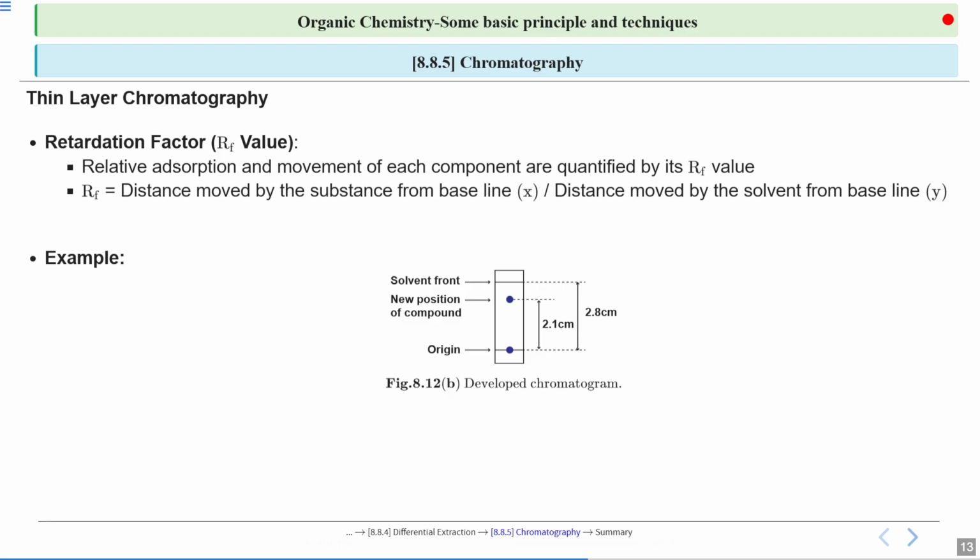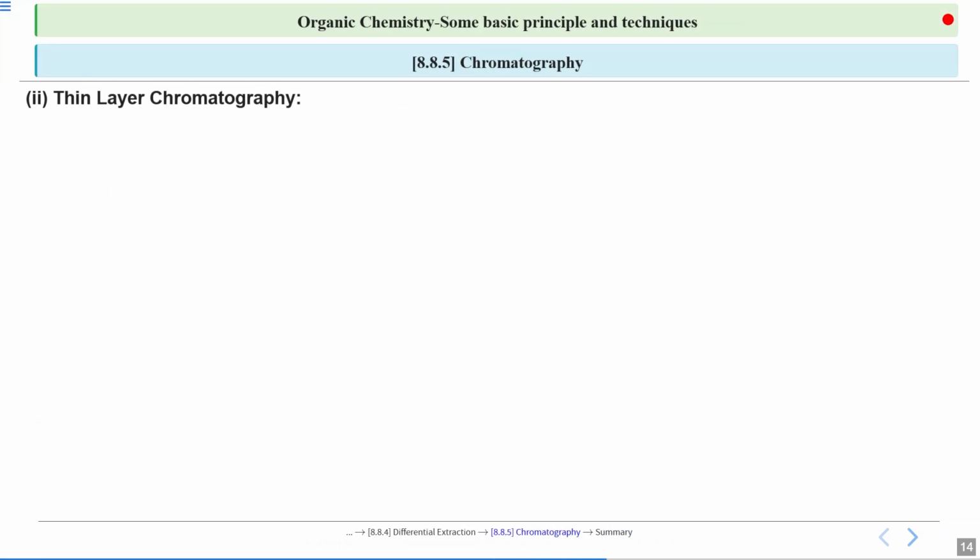So how will you calculate the RF value? It will be 2.1 by 2.8. Now, if you calculate this, you will get 0.75 centimeter. So this is your retardation factor. The previous diagram that you saw, in that you were able to see only one spot. So the organic compound was pure. We were trying to calculate the RF value for the organic compound itself, so that is the reason we got one spot. But if you take a mixture, you will get different spots.